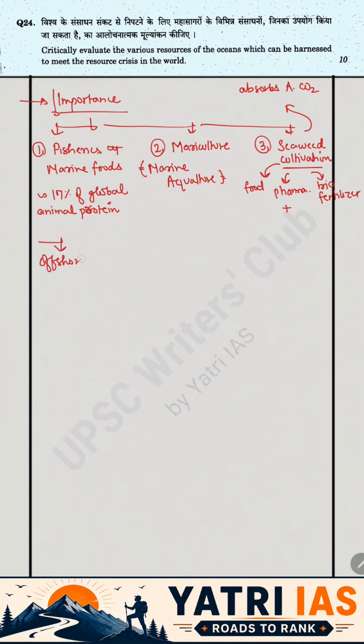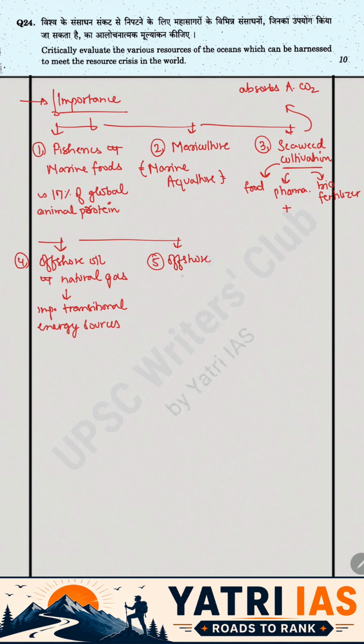Then we have offshore oil and natural gas reserves. We could harness these resources. And these are important transitional energy sources. Then you could mention offshore wind energy as well. We could harness this as well. We also have tidal energy as well as wave energy. Using this, we could produce electricity.